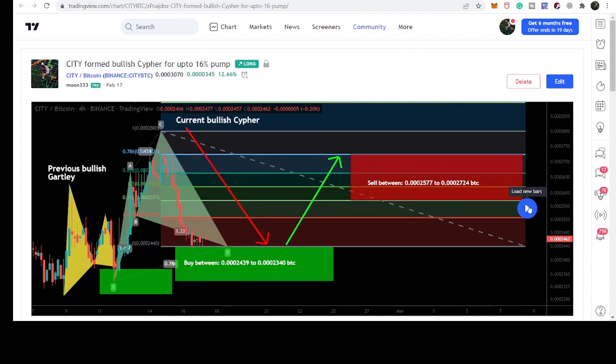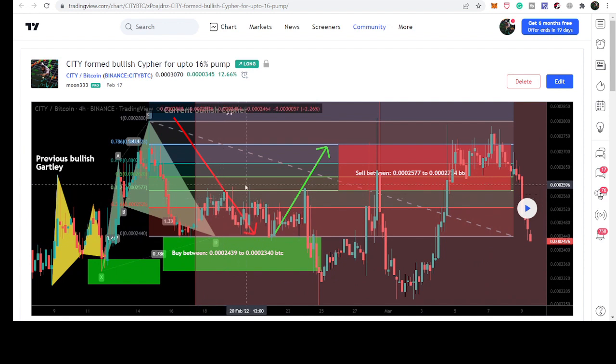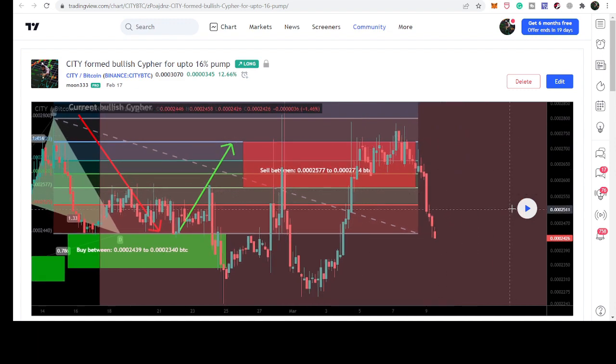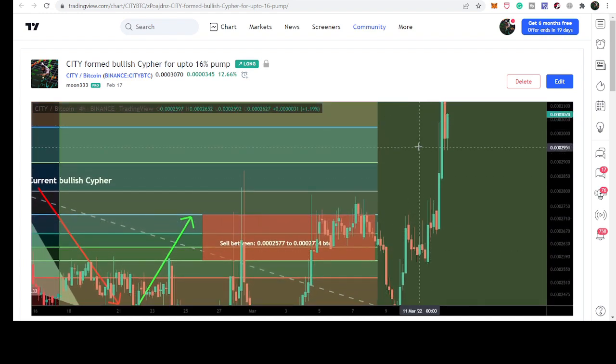Now I'm just going to play the chart, and you can see after posting this chart the price rallied well, hit the sell targets here, again moved down inside this buying zone, again moved up, hit the sell target, again moved down, and again rallied. That was a big rally from here, and now it is again moving down.